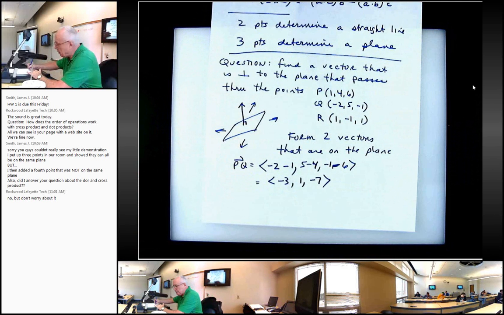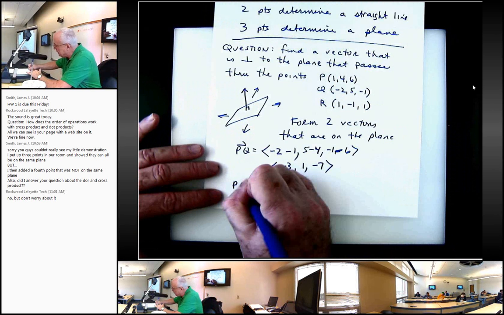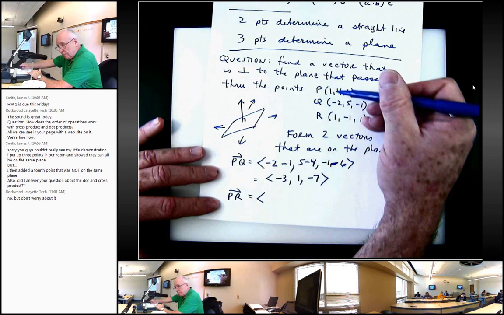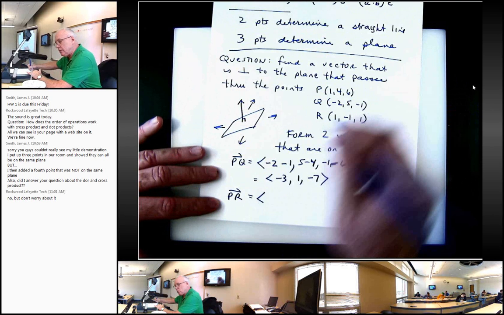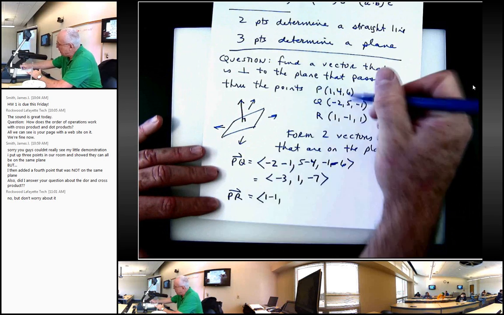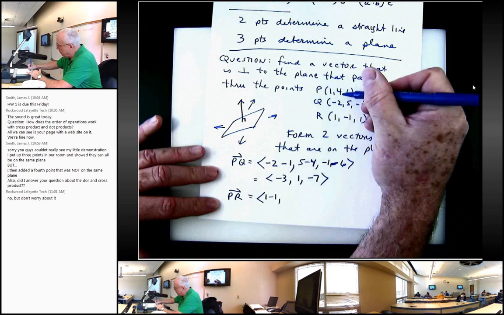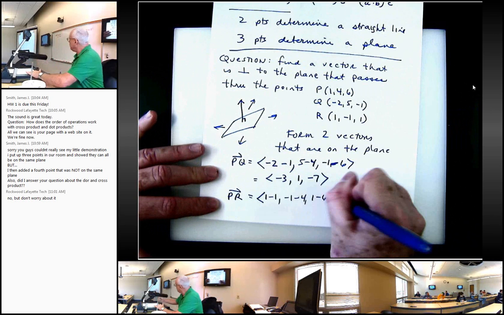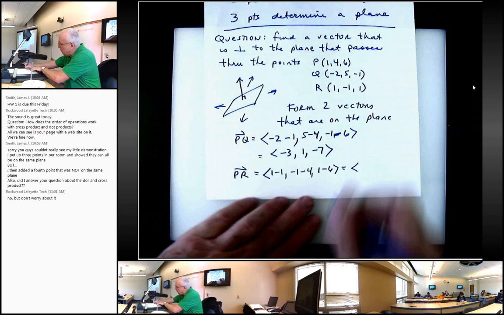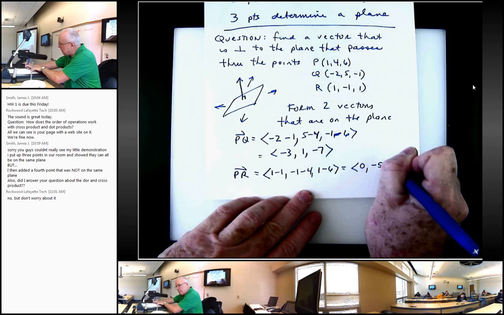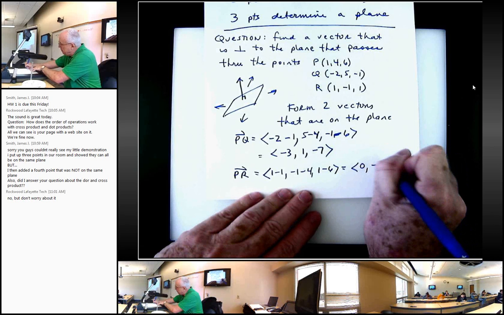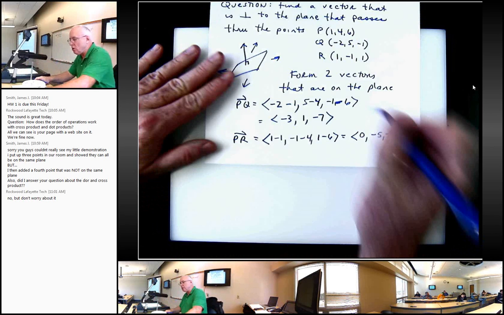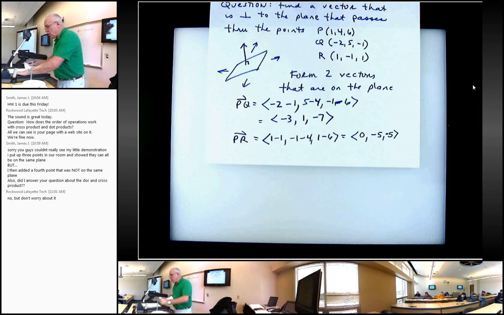And then let's do P and R. Look at that displacement vector. So we take R components and subtract the P components. 1 minus 1 is going to be 0, of course. -1 minus -4. 1 minus 6. So this vector then is, let's see, 0, -5, and also -5. -5 and -5. All right. So these are our 2 vectors that are on the plane, and we're going to get the cross product.